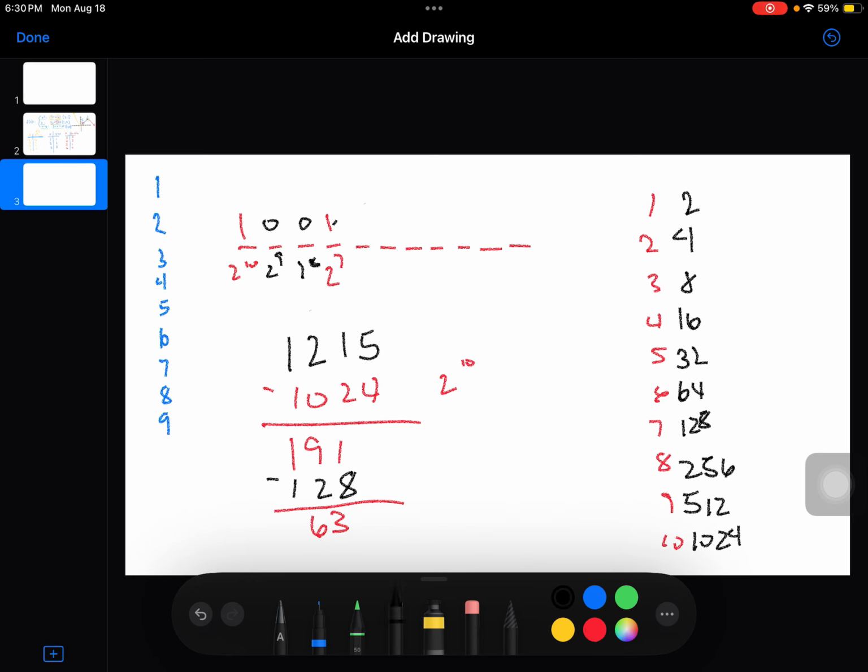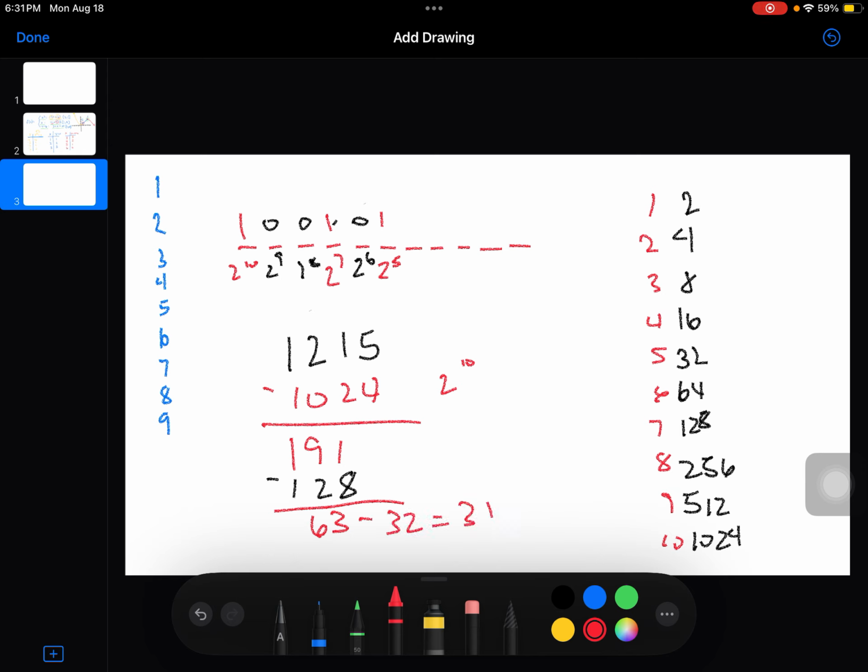63 is just smaller than 64, so our nearest power of 2 is going to be 2 to the 5th. So we're going to have 0 for 2 to the 6th, and we're going to have a 1 for 2 to the 5th. And so we're going to subtract from that 32. 63 minus 32 is equal to 31.